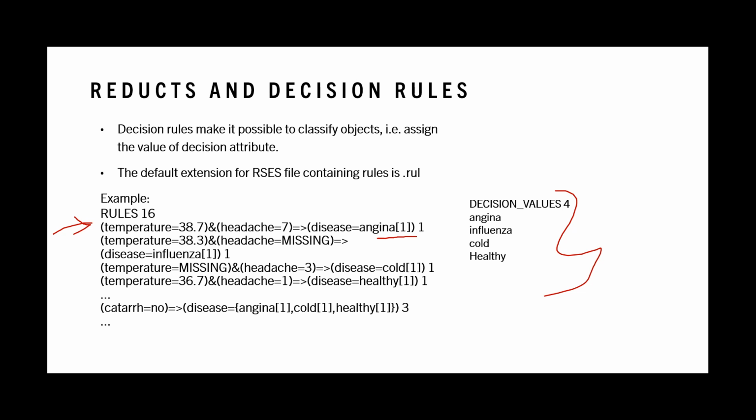By support, we understand the objects in the training data that match the conditional part of the rule. In the last example, it says that whenever the category is no, the disease is identified as angina, cold, or healthy, and the total support is determined as 3.